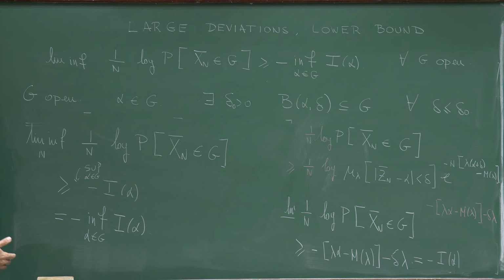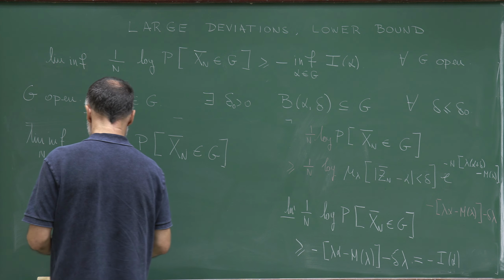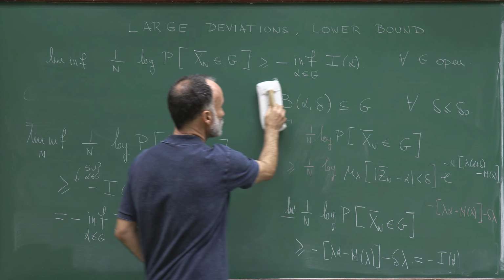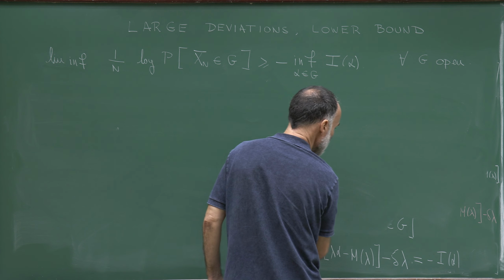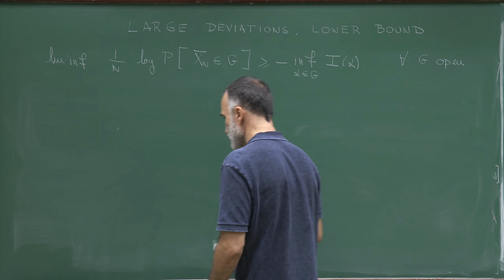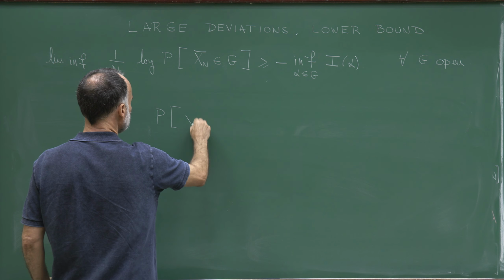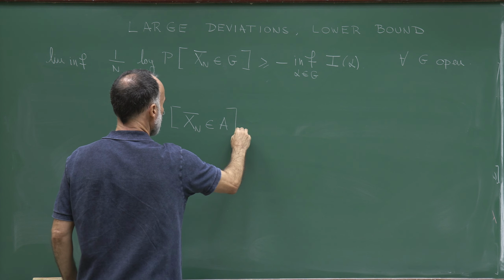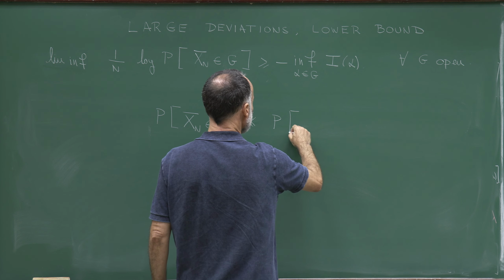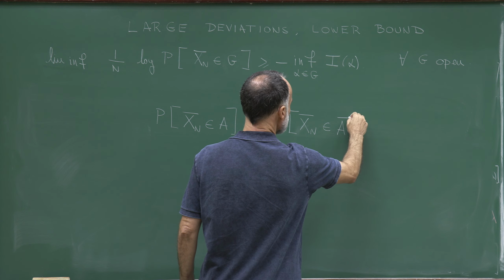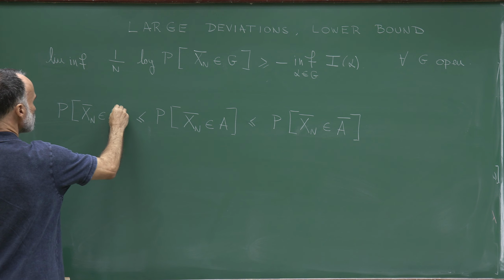So we proved in the last lecture an upper bound, and now we obtained the lower bound with the same rate function. So in conclusion, what did we prove? Under the assumptions which I made, which, as I said, not all are important, not all are needed, if you take a set A and you ask yourself what's the probability that xn bar belongs to A, of course this is bounded above by the probability that xn bar belongs to the closure of A, and bounded below by the probability that xn bar belongs to the interior of A.